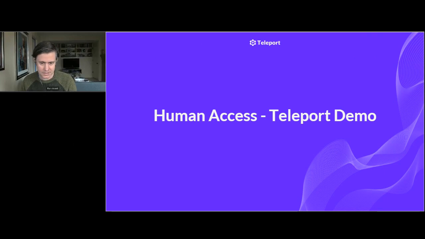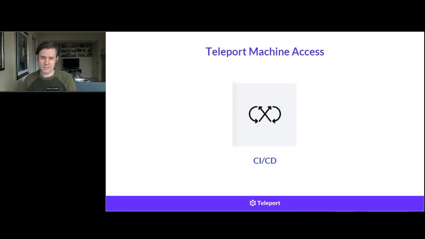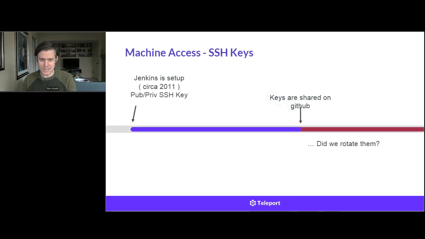And so we've seen the human meatware. Let's talk about the machine aspect. And this is a similar problem as I went through before. So for machine access, you set up your Jenkins server or whatever CI/CD service you have. You create public, private keys to all of your build infrastructure. You probably set it up a while ago. It's been a while since it's rotated. No one wants to touch the build system.